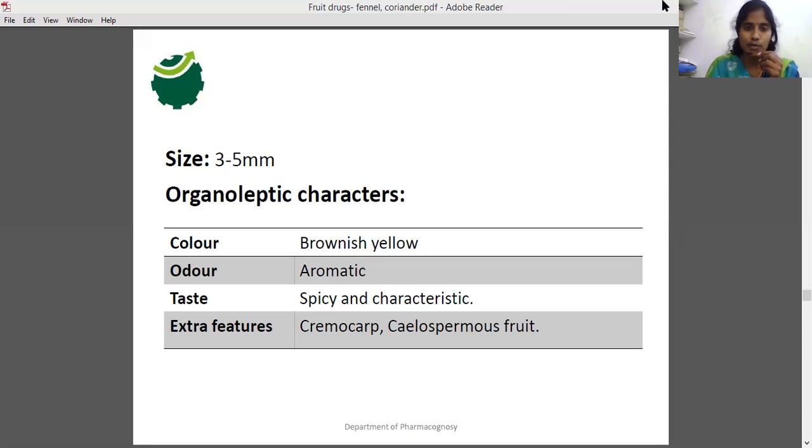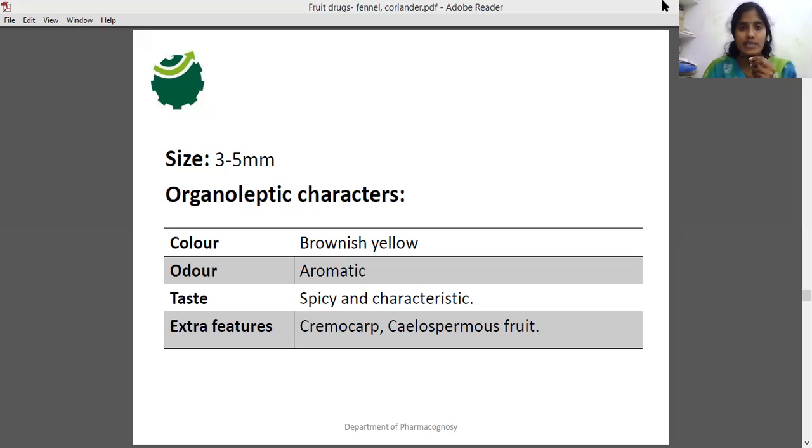Organoleptic characters of coriander fruit. The coriander fruits are usually brownish yellow in color, and they have an aromatic taste because of the volatile oil, and they have a spicy and characteristic taste. That's why we are using these coriander fruits as a spice, that is, in food.